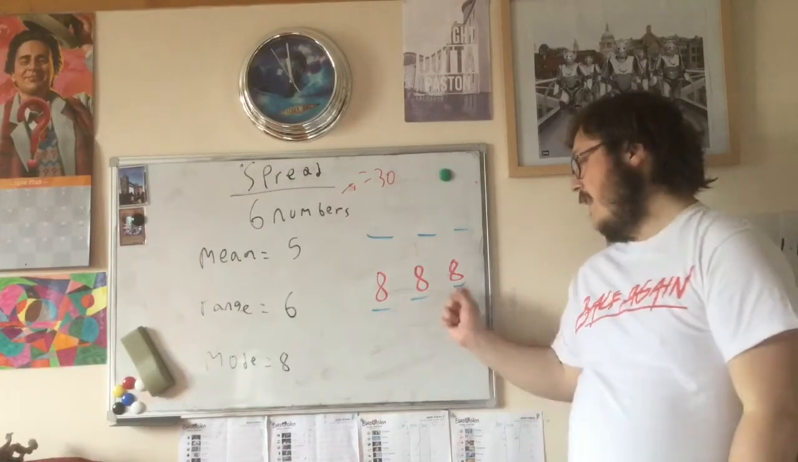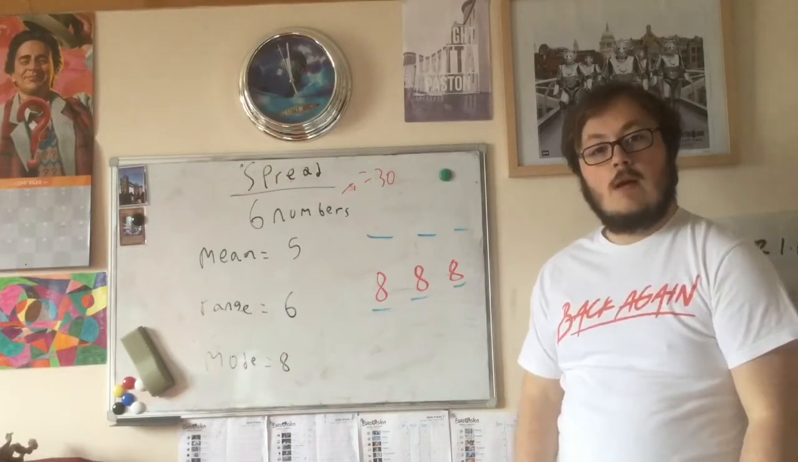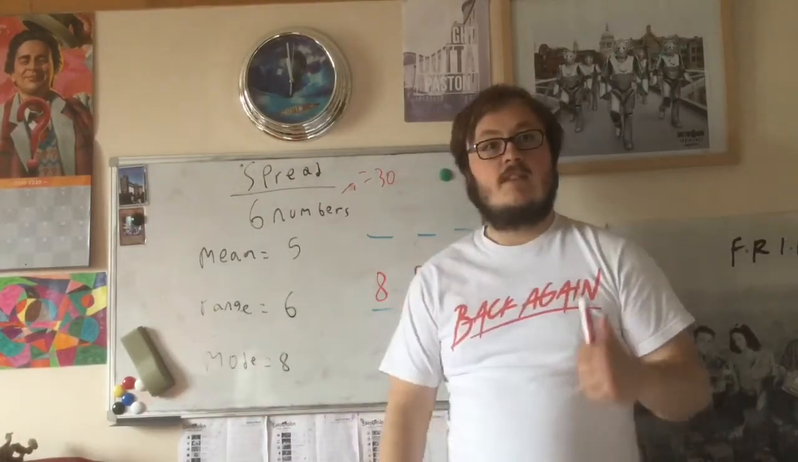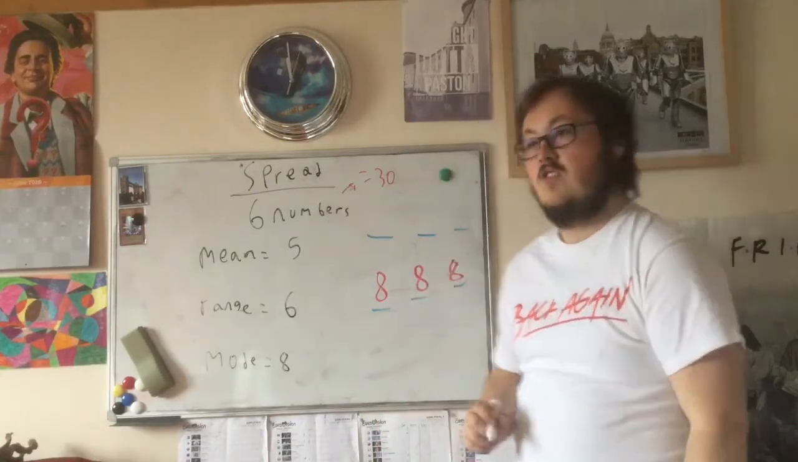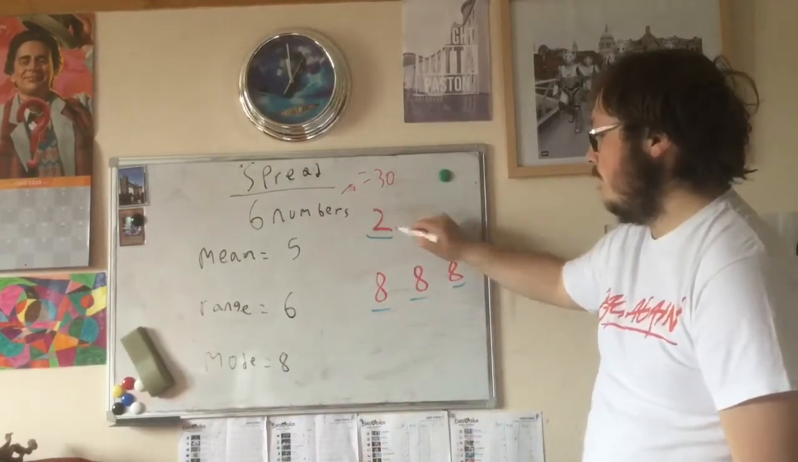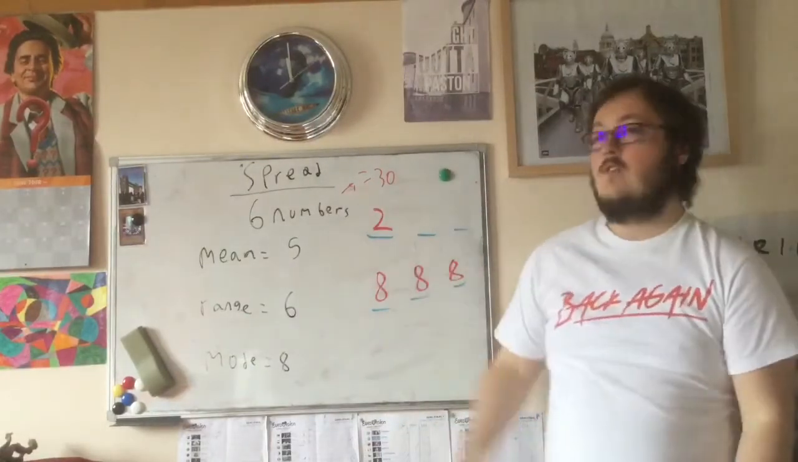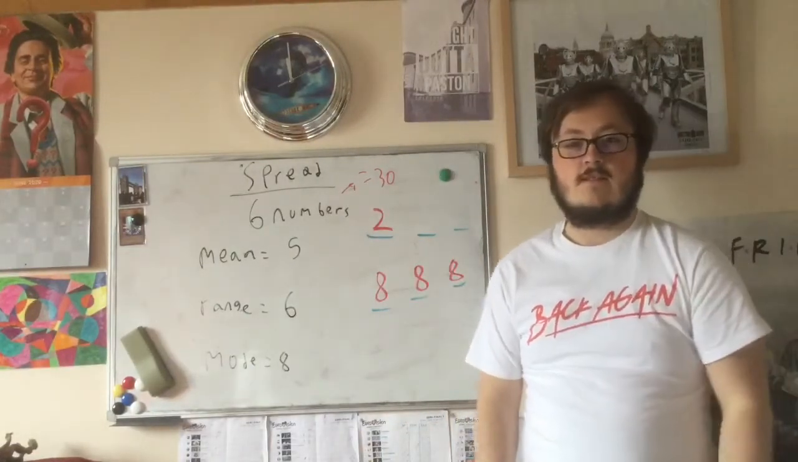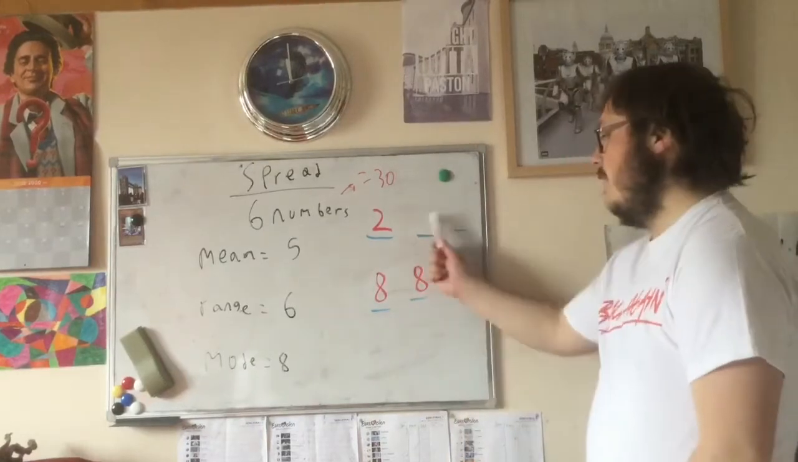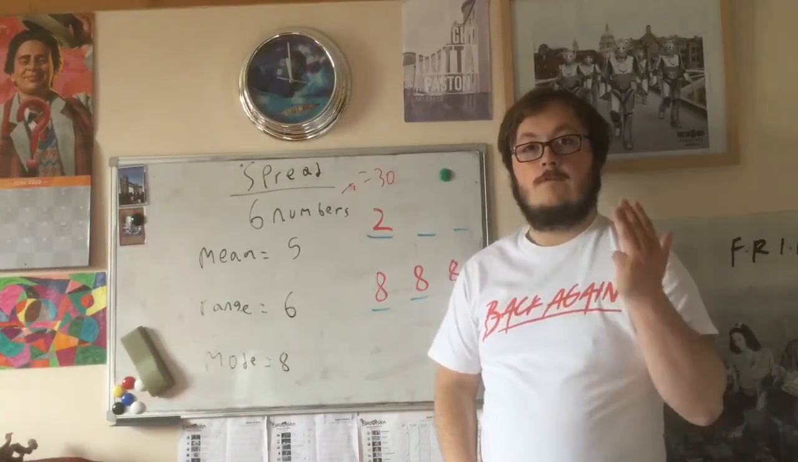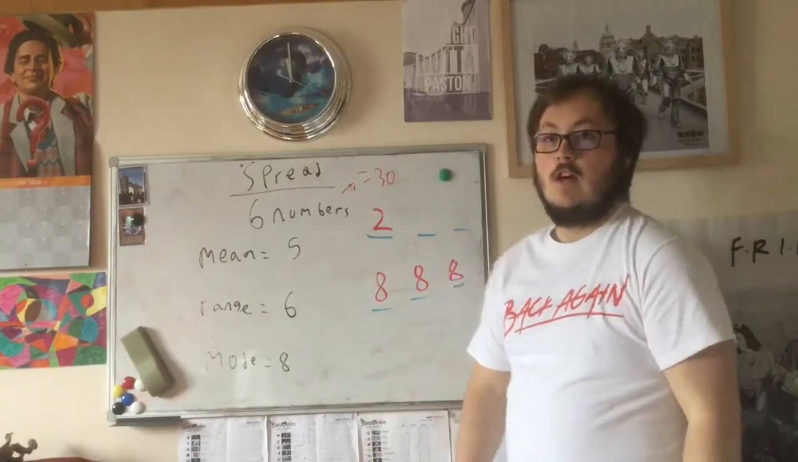So, if 8 is now our highest possible number that we can get to, we still need our range of 6, which means the lowest possible number we can use is 2. So, because 8 take away 2 gets you, well, 6. So now we must fill in the gaps. Well, we need 2 numbers that make a total of 4. So let's figure it out.